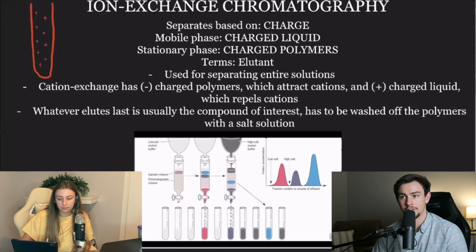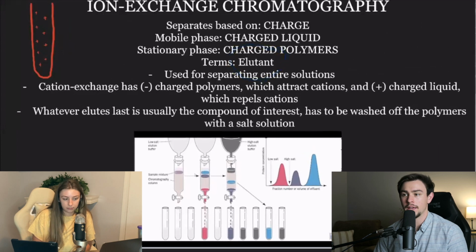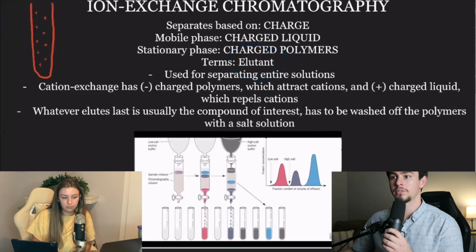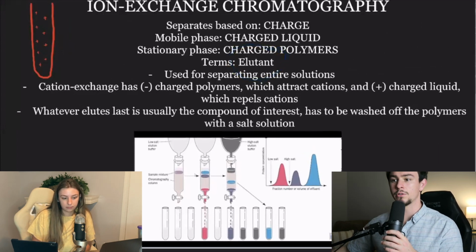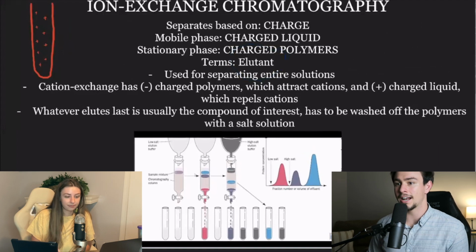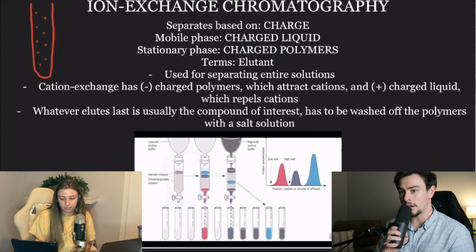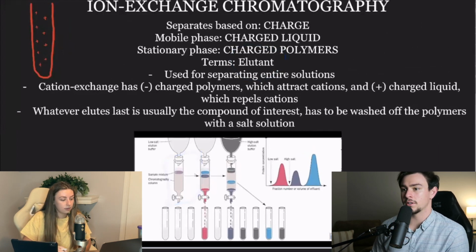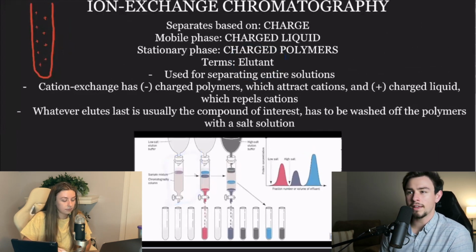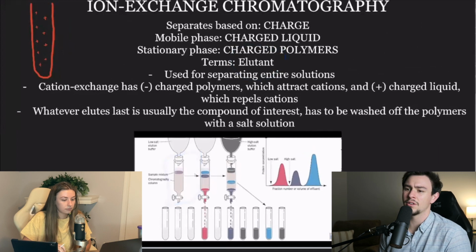All right, I used a word here: eluent. That's a term that's common in all the column chromatographies. Column chromatographies are chromatographies that happen in a column that looks like this. So that would be ion exchange, affinity, size exclusion. It's just kind of an overall catch-all term, but ion exchange specifically.